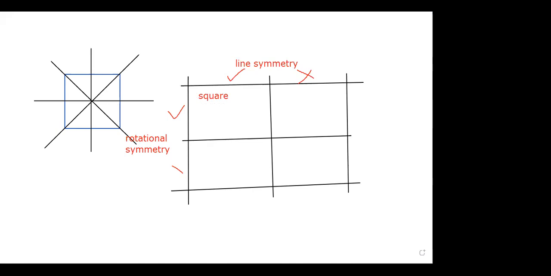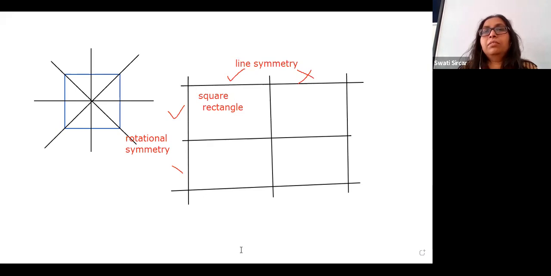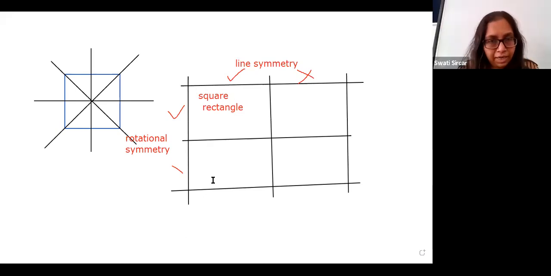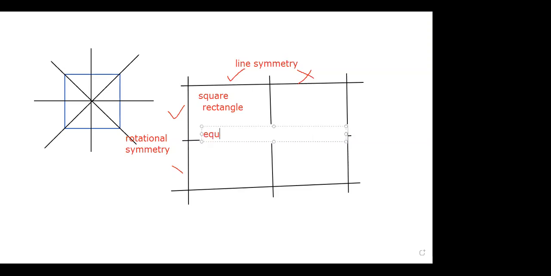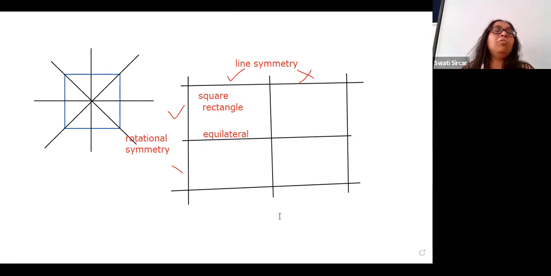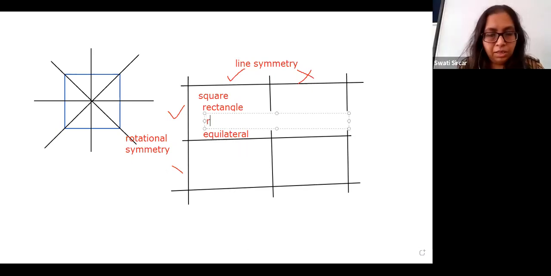Triangle also has both line symmetry and rotational symmetry. Yes, so rectangle also comes here. What else? Equilateral triangle also comes in. Yes, agreed. What about rhombus? You tell me. Does it have both line symmetry and rotational symmetry? Yes, ma'am. Then rhombus also comes in here.